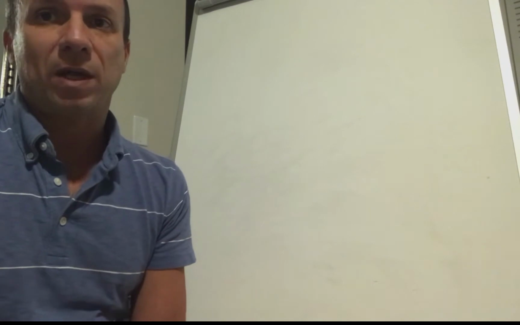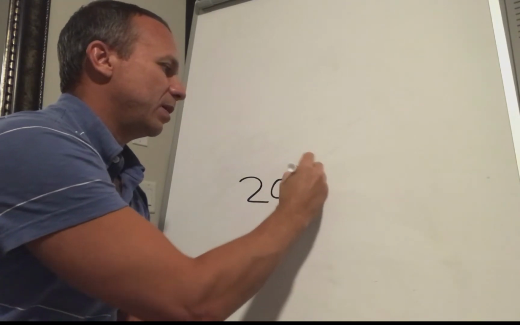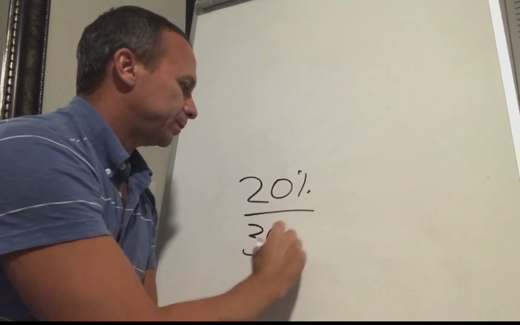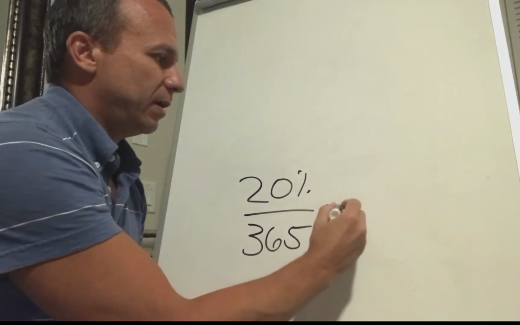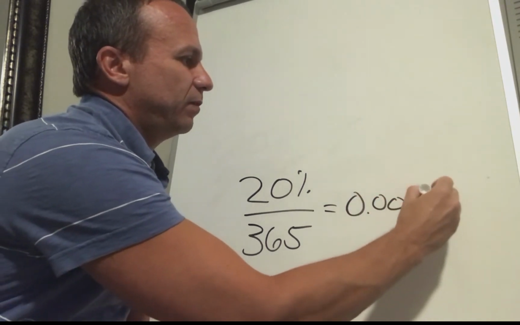And then what they'll do is they'll take that APR and convert it into a daily rate. The way we're going to do that is we're going to take that 20%, or whatever your APR is, and divide it by 365. Okay? And then that'll give us our daily rate, which computes to be 0.00055.